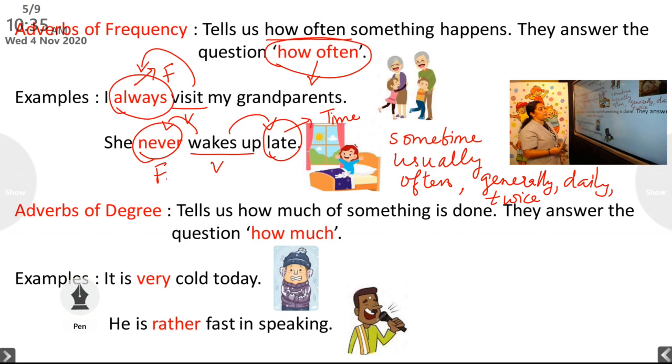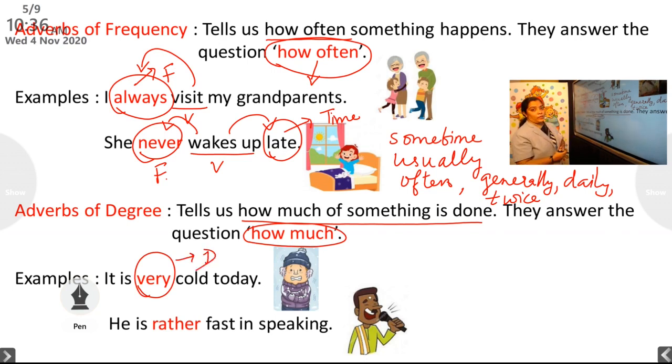Next is adverbs of degree. It tells us how much of something is done, and there you have to ask the question how much. For example, it is very cold today. So you have to ask the question how much cold it is. How much cold? You get the answer very cold. So this is the adverb of degree.